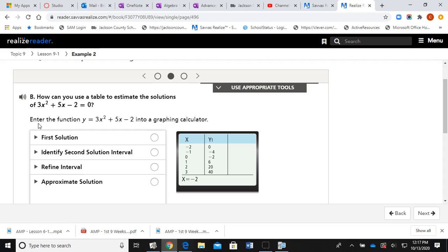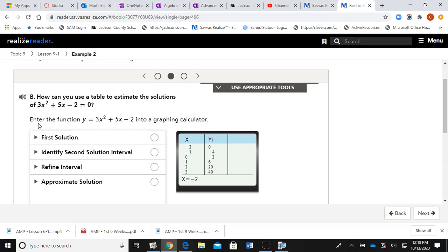Brett says between 0 and 1. How does he know it's between 0 and 1? Because it goes from negative to positive. Well, to go from negative to positive, I had to go through 0 at some point. Everybody understanding that? So I know one answer is negative 2, because I get 0. I know the other answer is 0 point something, something between 0 and 1.